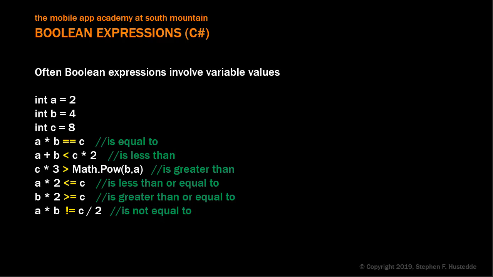Those expressions may come up again later in our program, and if those values for A, B, or C have changed, whether they evaluate to true or false may also have changed. Sometimes the expressions involve properties, or they involve methods that return a value.